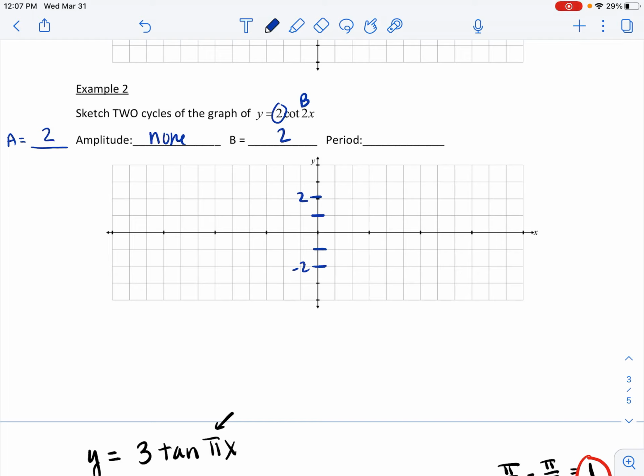Remember, we have a new formula, okay? For sine and cosine, the formula for the period is 2 pi over b. But for tangent and cotangent, the formula is just pi over b. So we're going to have something a little bit different on these.